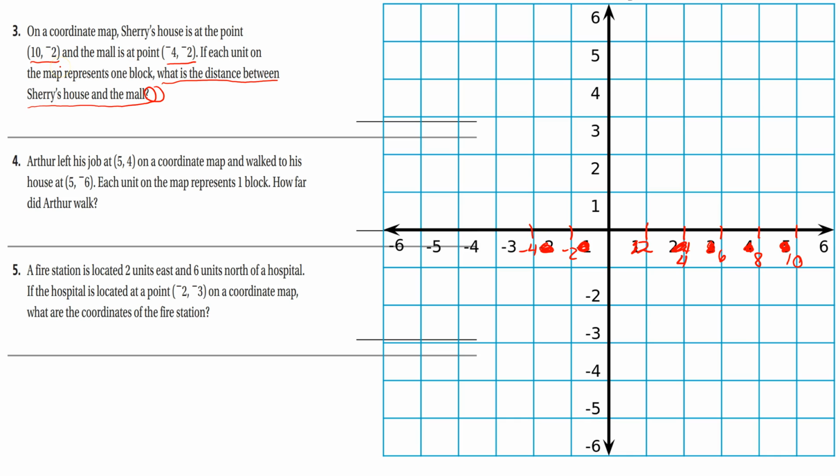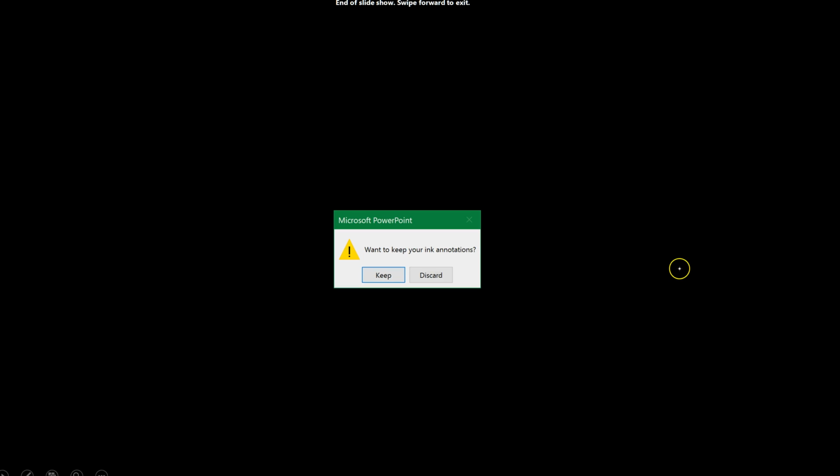Okay, so 10, -2: 10 to the right, 10 would be here, -2 is right here. So that would be Sherry's house. And the mall, -4 on the x-axis, so I go back to 4, and -2 on the y. That's going to be right here. That's going to be the mall. And then the distance is just going to be from here to here.